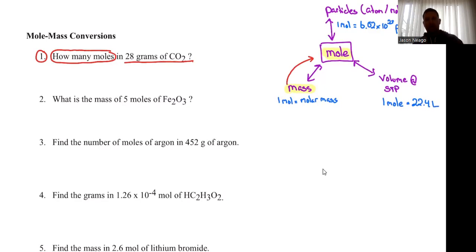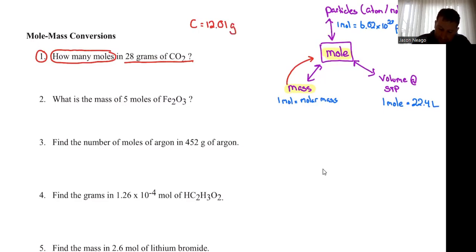Well, on the molar mass, I'm going to have to use my periodic table. So the mass on the periodic table, looking at carbon. According to the periodic table, carbon has a mass of 12.01. So 1 carbon atom would have a mass of 12.01 AMU. But we're not talking about masses of single atoms. We're talking about the mass of a mole of carbon. So the unit for this would be grams.